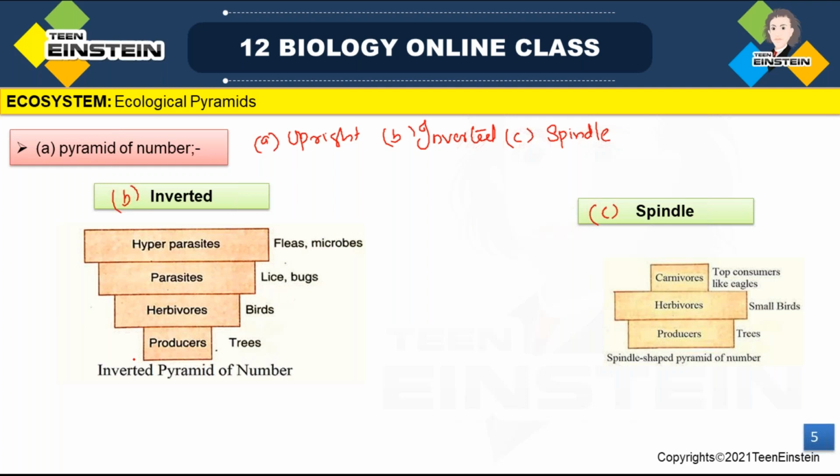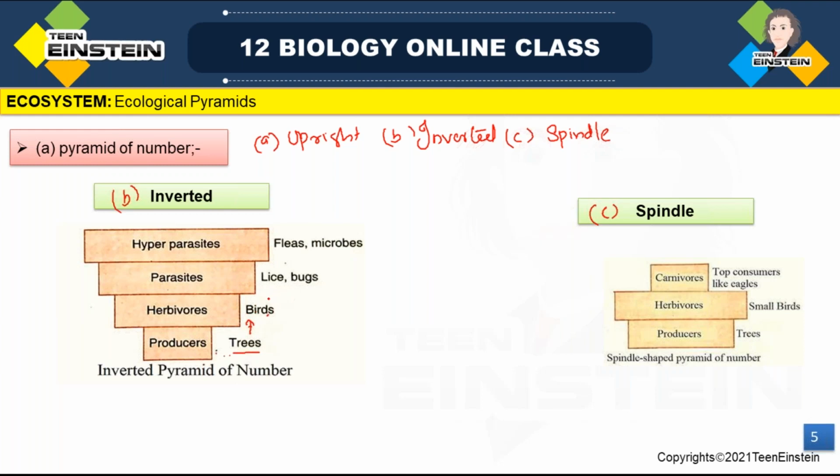And the size, what about the size? The size will gradually decrease in successive levels. Got it? So here, the shape of the pyramid will get inverted. Here you can see, producers, these are trees. When it is moving to herbivores like birds, compared to the trees, the number of birds will be more. Right? Here individuals will increase.